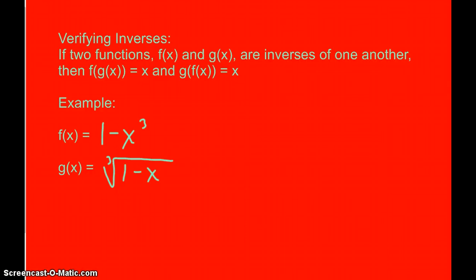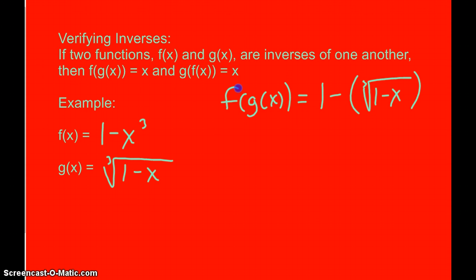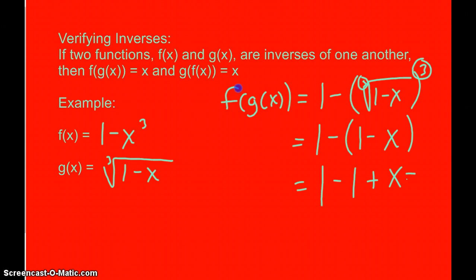Let's see if these two functions, f of x and g of x, are inverses of one another. To begin with, we'll find f of g of x. So we're going to plug g into f. 1 minus the cubed root of 1 minus x cubed. Based on what we've done previously, hopefully we recognize the cubed root and the cube cancel each other out, making it 1 minus x. And we distribute our negative 1, making it 1 minus 1 plus x. 1 minus 1 is 0, plus x is x. So f of g of x worked out to be just x. That says these could be inverses of each other.